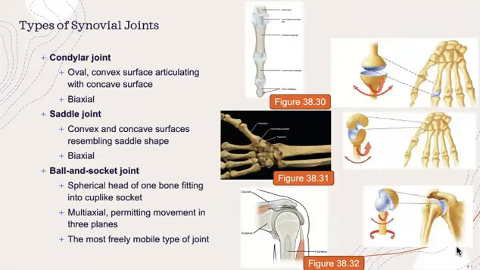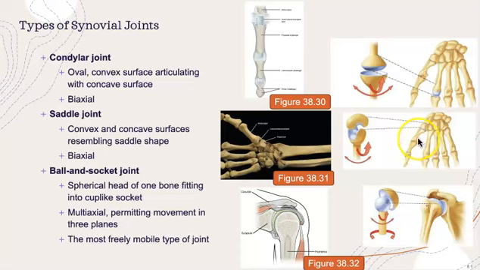Our next three include the condylar joint. And our condylar joint is going to have an oval convex surface that articulates with a concave surface. So an example of this would be our metacarpophalangeal joint. I know that's a mouthful. So metacarpo is referring to our metacarpal bone here, and phalangeal is referring to the first, or I guess most proximal phalanx that we have over here. And we would call this biaxial because we are able to flex and extend and abduct and adduct.